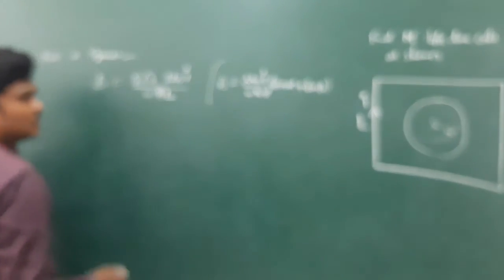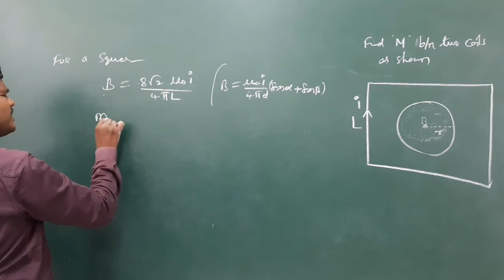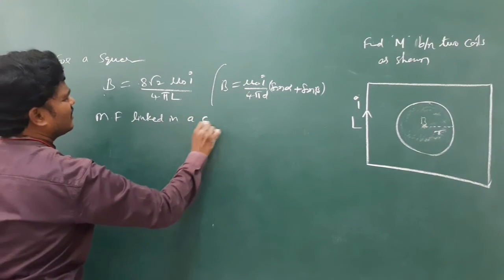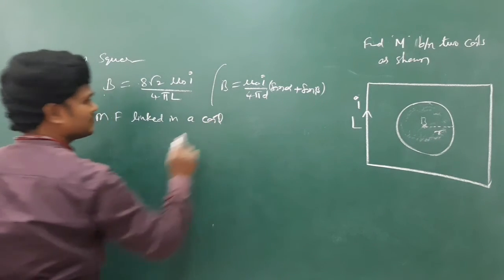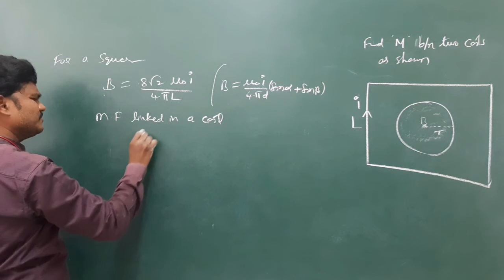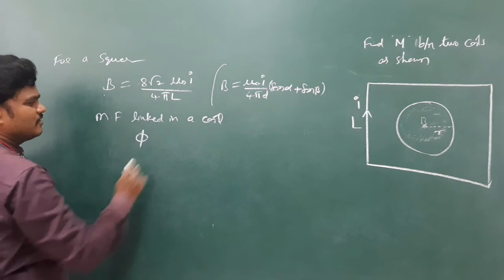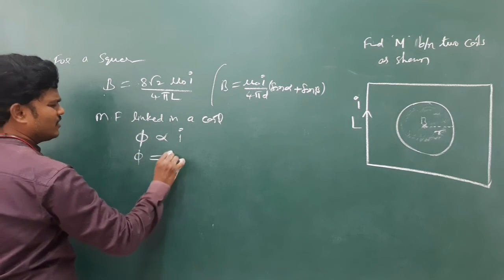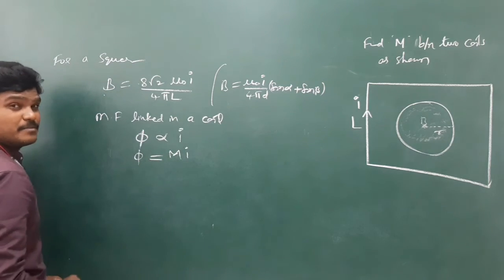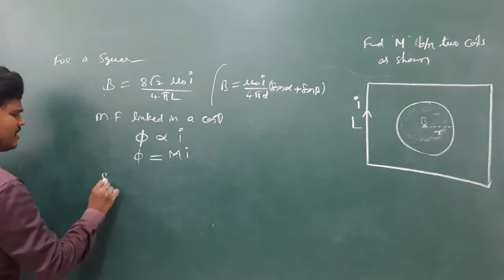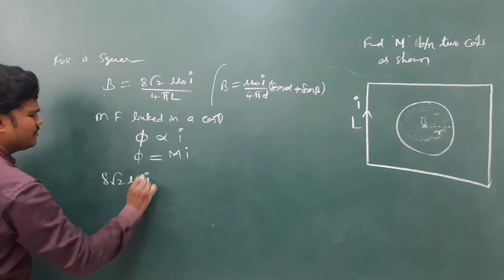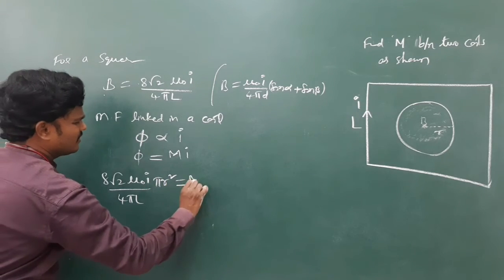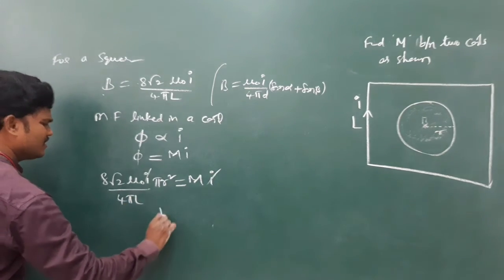Magnetic field. Now the flux linked in a coil. Let us suppose flux is proportional to current in the other, and this flux is equivalent to M I. This flux is nothing but B A. What is B? B is this much, 8 root 2 mu naught I by 4 pi L. A is nothing but pi r square. M I, so I gets cancelled.